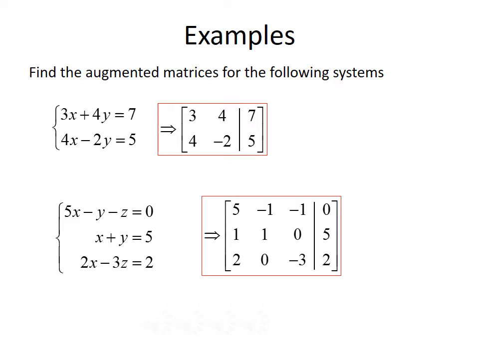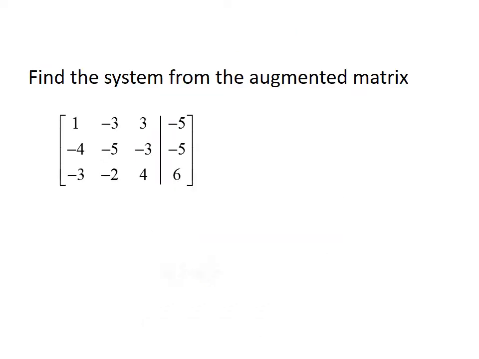So again, just copying over the coefficients, where the first row represents the first equation, the second row represents the second equation, and the third row represents the third equation, and the first column represents our x's, second column our y's, third column our z's, and the fourth column the constants on the other side of the equal sign, our augmented matrix will look like this. We should be able to go backwards as well, so we should be able to find the system of equations if we're given an augmented matrix.